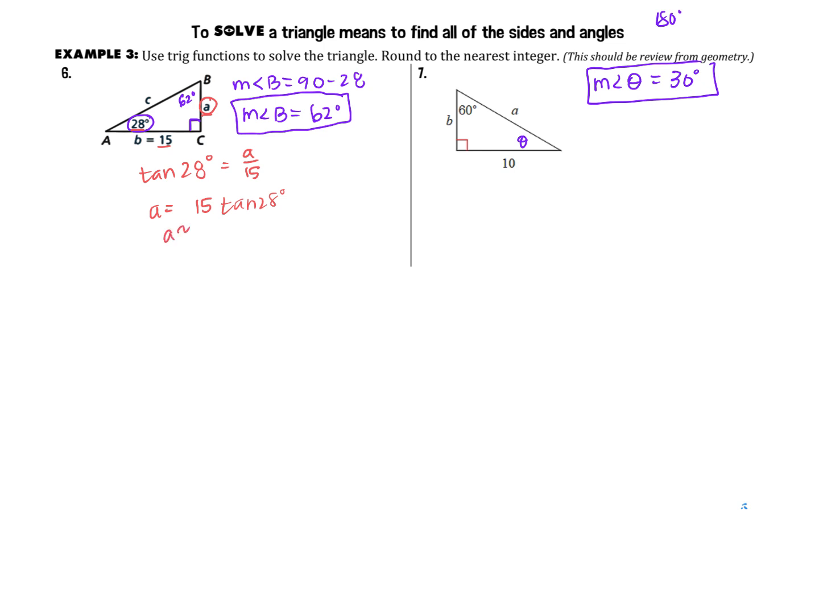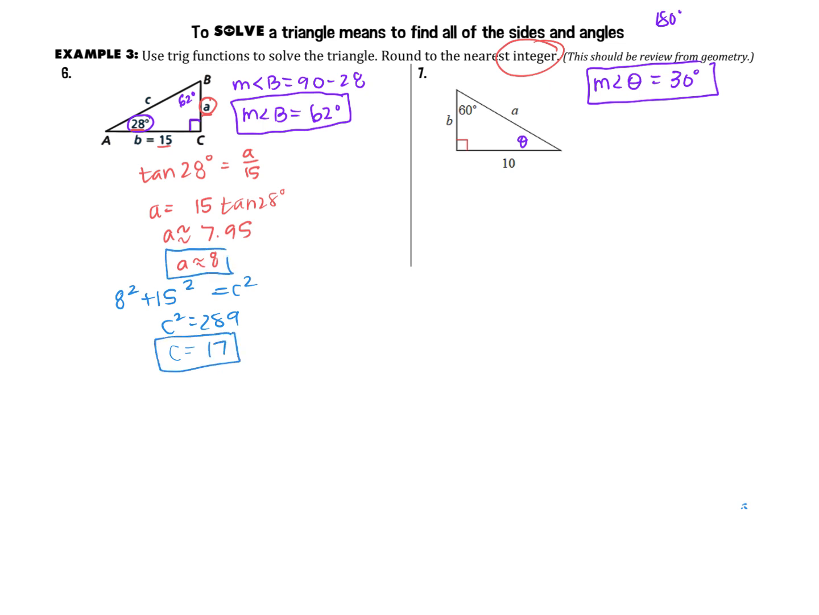When you do that, you're going to get that A is approximately 7.975, and the directions here are going to tell us to round to the nearest integer, so we're going to say that A is approximately 8. And if we have two sides of a right triangle, how do we find the third? Well, we can just use the Pythagorean theorem. 8 squared plus 15 squared is going to equal c squared. So c squared is going to be 289. So c is going to be 17.